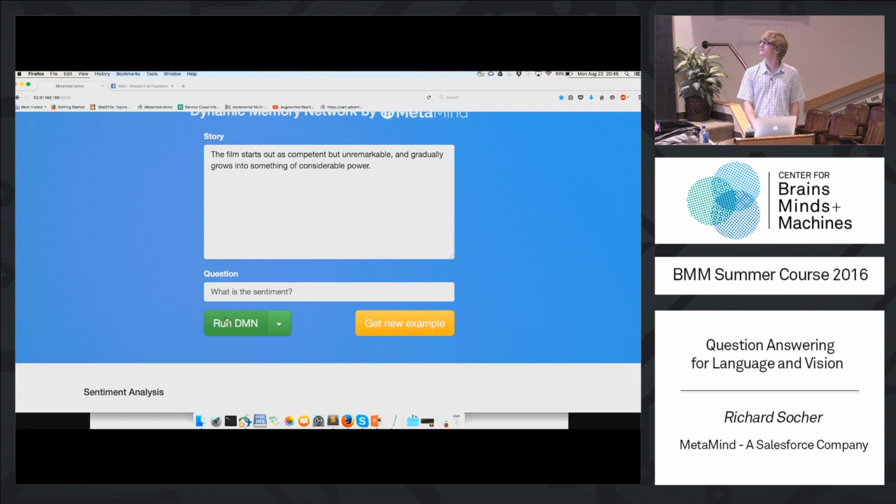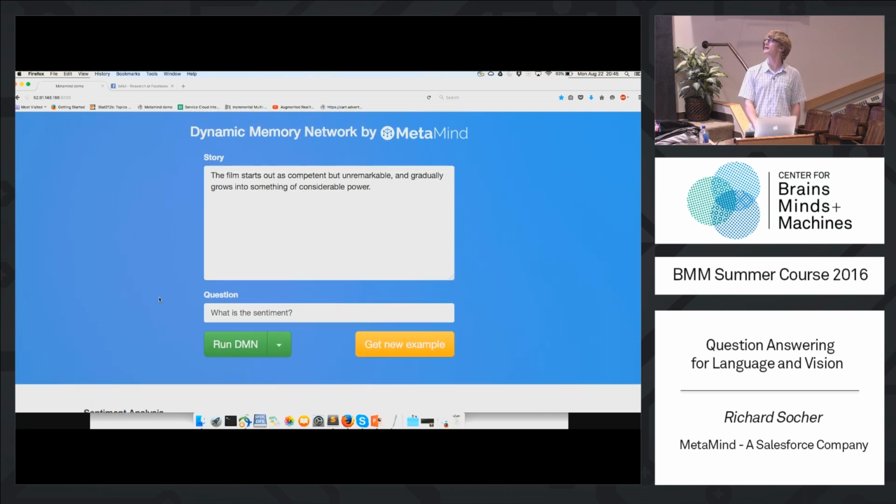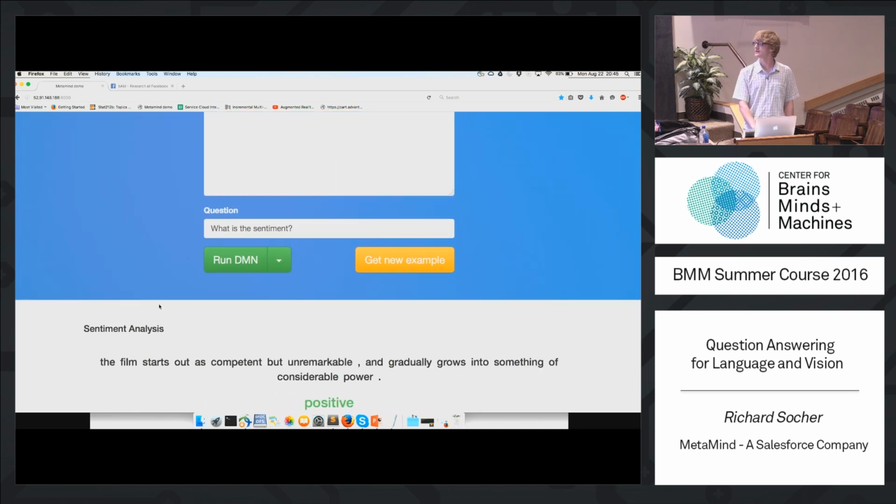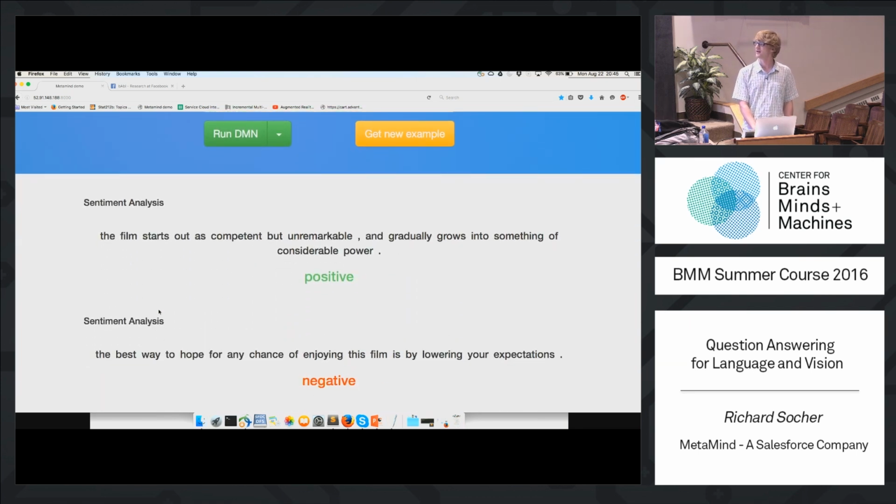Another example: the film starts out as competent but unremarkable, and gradually grows into something of considerable power. Again, most simpler models would get this wrong, especially the previous one here. If you look at words in isolation, topic models and stuff like that would say, well, it's got best, hope, chance, enjoying, hardly any obviously negative single word or bigram, bam, this is positive. But this model can actually reason over the sequence.